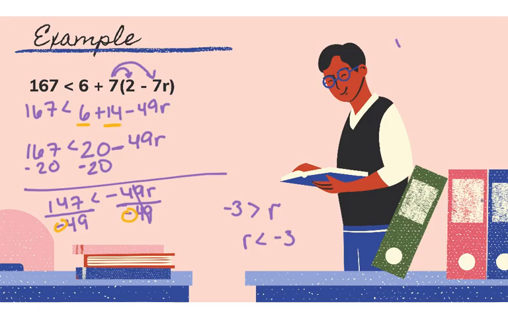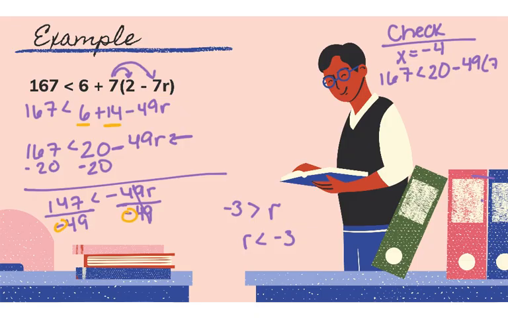And you can always check yourself. So let's pick a number less than -3. A number less than -3 would be -4. -4 is smaller than -3, so I'm going to let r equal -4, and I'm going to plug it into our equation. I'm going to actually use the version where we've already simplified. We've already distributed and everything, so I'm going to use that so I don't have to redo all the distribution and combining like terms.